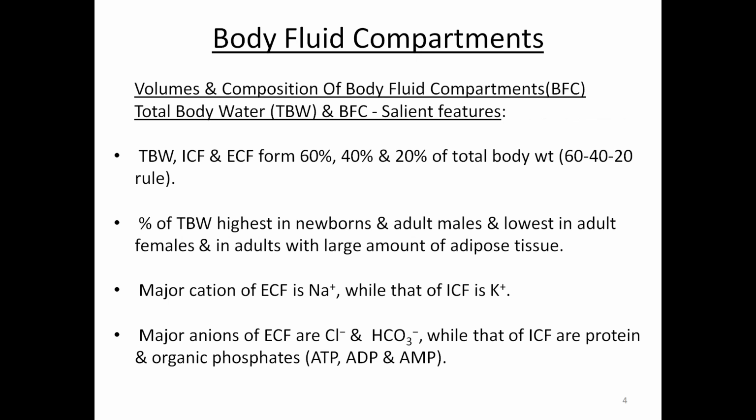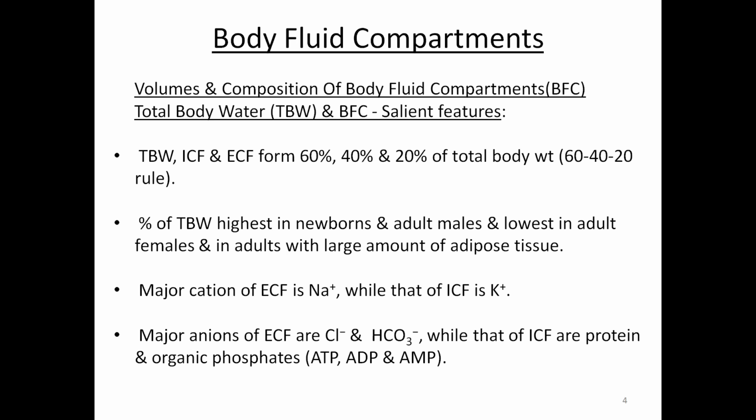So let's learn about the body fluid compartments a little bit. Your total body water, intracellular fluid and extracellular fluid form about 60%, 40% and 20% of total body weight. So we call it like a 60-40-20 rule. And the percentage of total body water is highest in newborns and adult males and lowest in adult females and adults with large amount of adipose tissue.